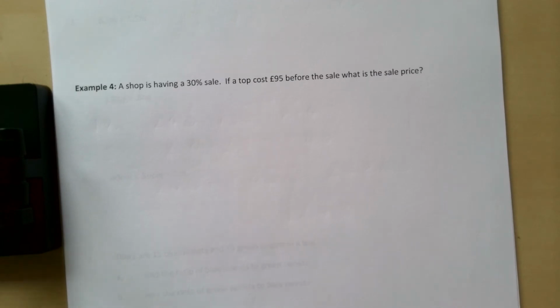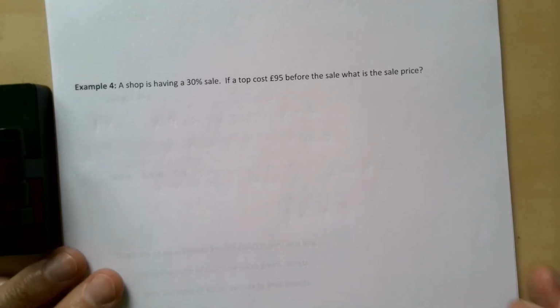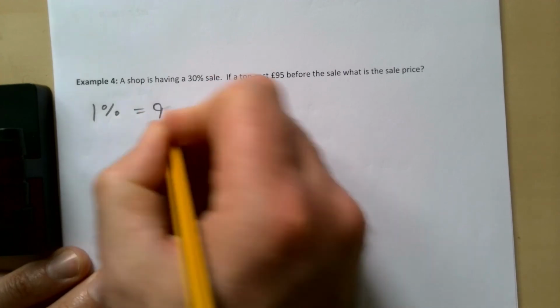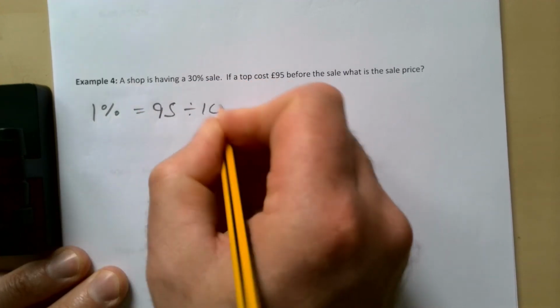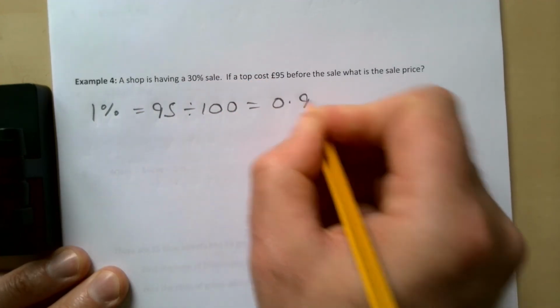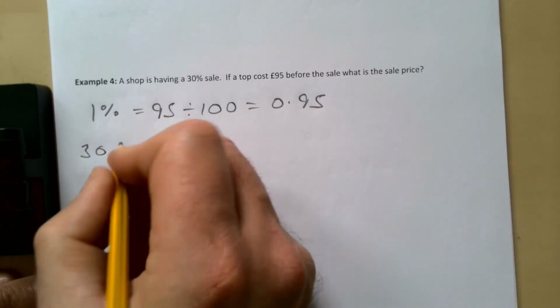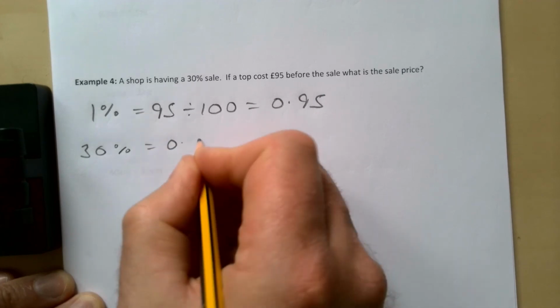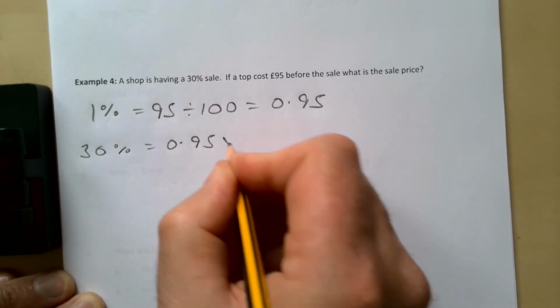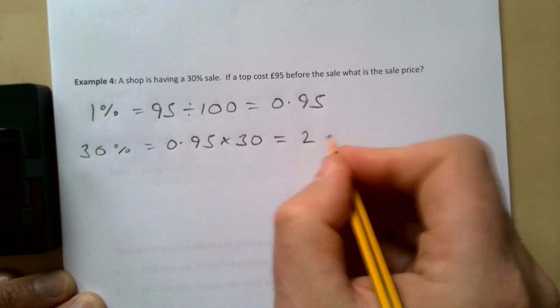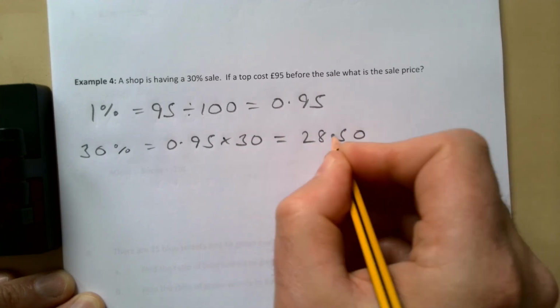A shop is having a 30% sale. If a top cost £95 before the sale, what is the sale price? 1% is 95 divided by 100, which is 0.95. 30% is 0.95 times by 30, which I think, what's that going to give? £28.50, I think.